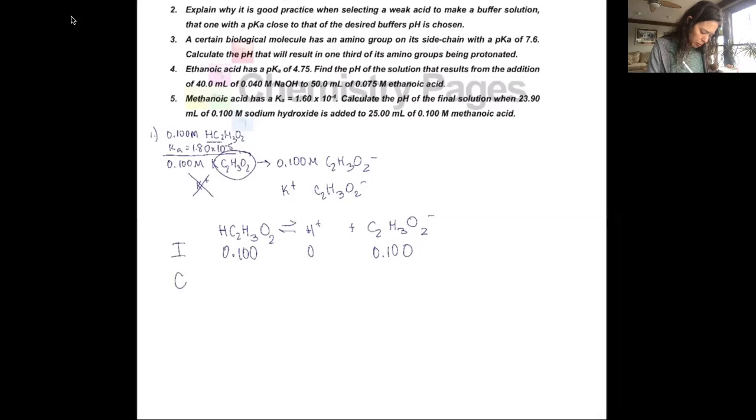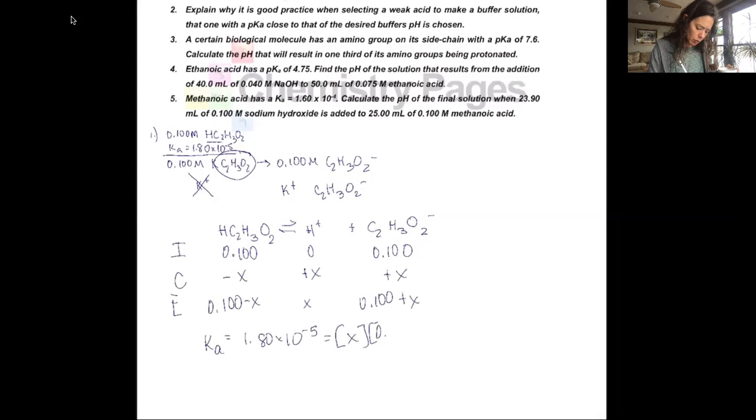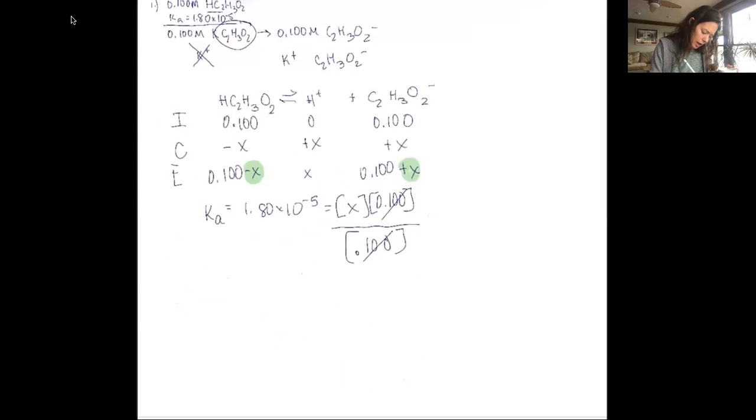Now, the change will be minus x, plus x, plus x, and at equilibrium, it would be 0.100 minus x, 0.100 plus x. Ka equals 1.80 times 10 to the negative 5 equals x times 0.100, where the plus x term and the minus x term are negligible, over 0.100. This cancels. X equals H plus equals 1.80 times 10 to the negative 5th.